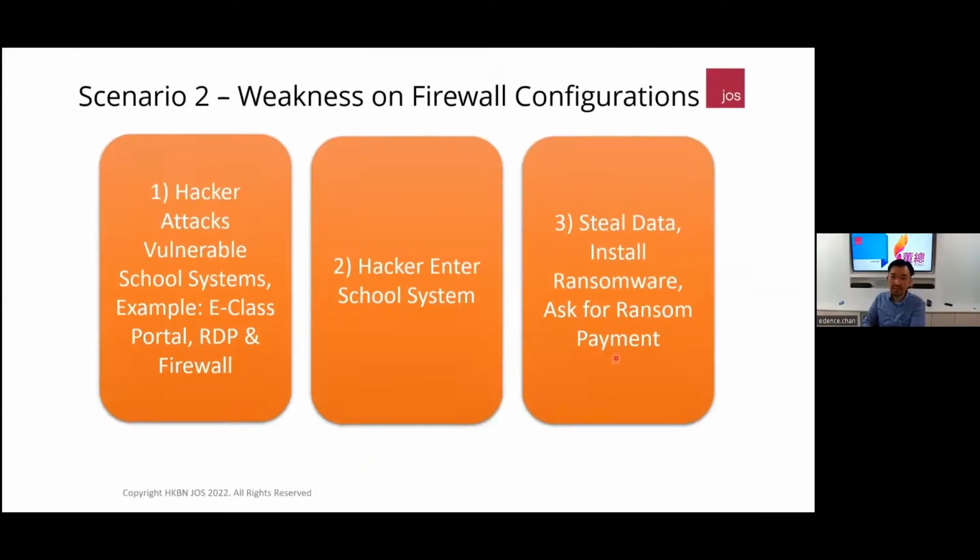In the second scenario, if there's a weakness in the firewall configuration, the hacker can attack the firewall and enter the system. For example, just now we saw the e-class portal, RDP, and the firewall that are connected to the internet. So the hacker enters the school system, steals the data, installs ransomware, and asks for a ransom payment.